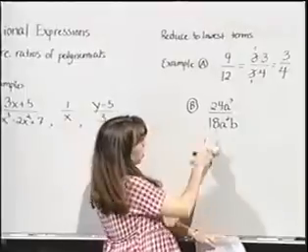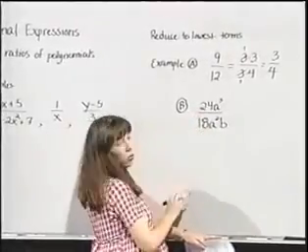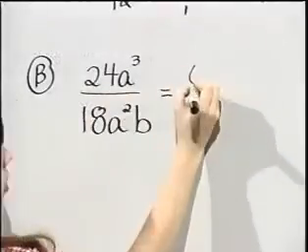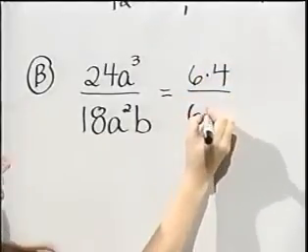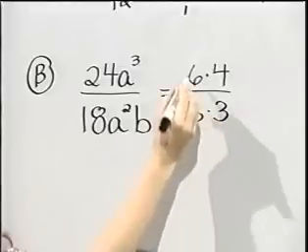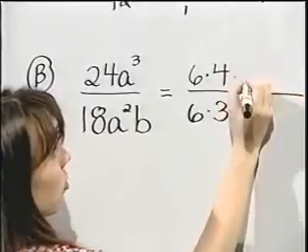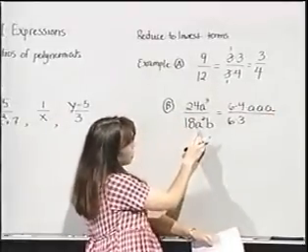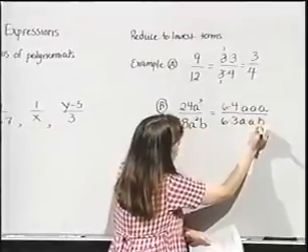First thing you want to do is work with your numbers and think, what's the biggest number that will divide into 24 and 18? And that is 6, right? 24 is actually 6 times 4. 18 is actually 6 times 3. So you're going to be able to cancel the 6 out. Then you have your letters to worry about. A cubed is a times a times a. A squared is a times a, and then you have your b.